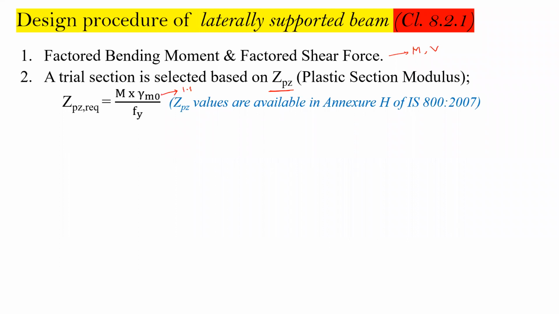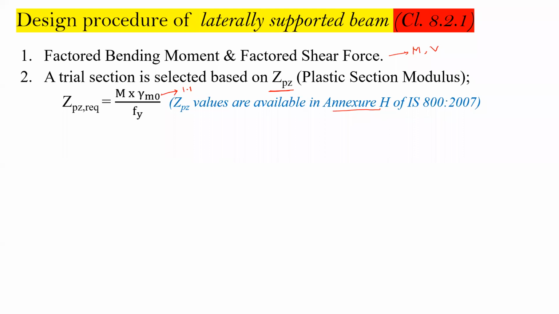And you don't have the ZPZ values in the steel tables book. You cannot get these values from the steel tables book. If you refer to Annexure H of IS 800-2007, you will find it at the extreme last of the IS 800-2007. So you will have the values of ZPZ for each and every section. I'll show that once when you are solving the problem. But remember, the values of ZPZ are available in Annexure H of IS 800-2007.